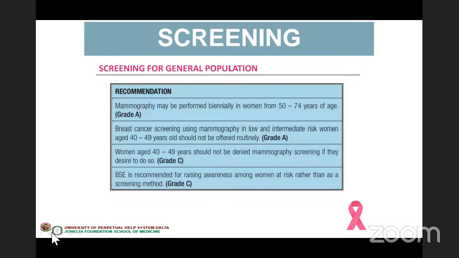Okay, this is what I'm telling you, screening for the general population. So for the general population, every 2 years, 50 to 74, mammography. So for low and intermediate risk women, age 40 to 49, it's not recommended routinely. Okay? 40 to 49, you cannot deny mammography if they want. And BSE is recommended for raising awareness among women at risk rather than as a screening method.